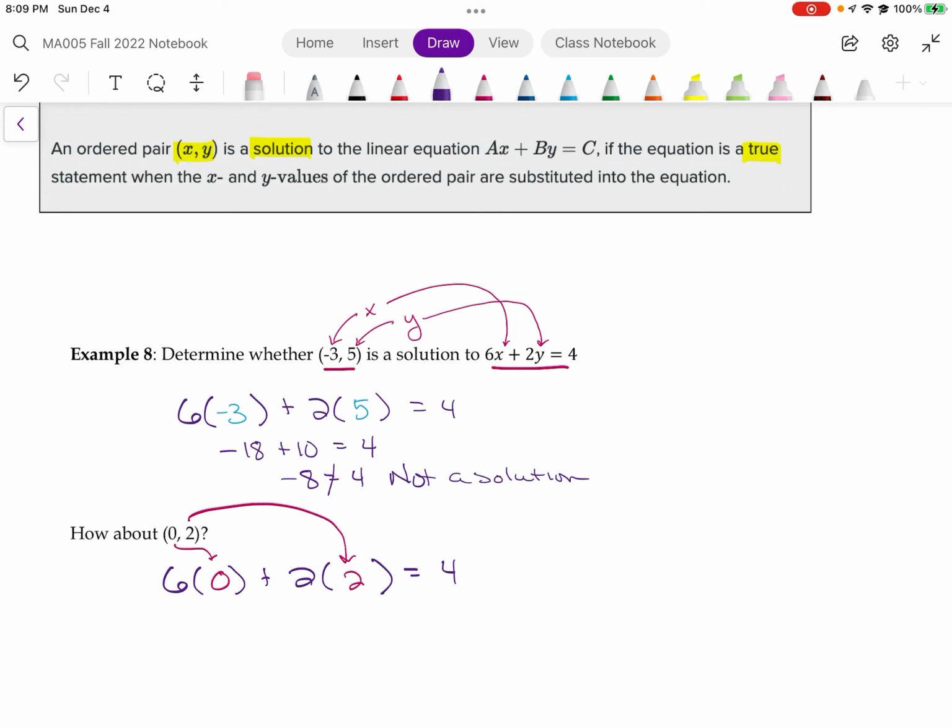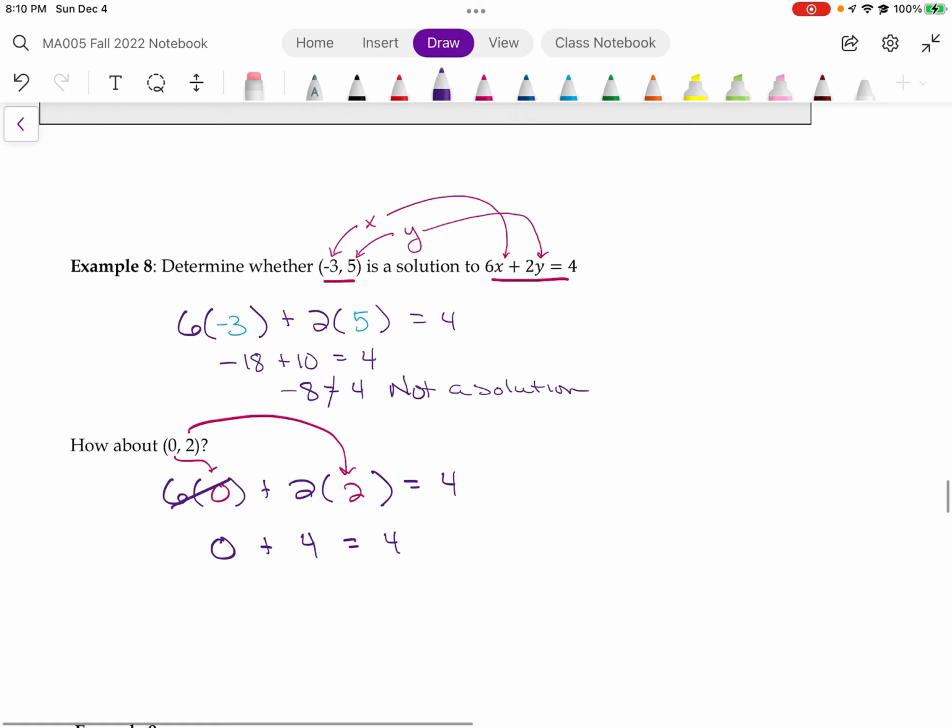So it's nice to get a 0 because it's just going to go away, right? You don't really even have to write 0 plus. It goes away when you say 6 times 0. If you need to write it, then write it. But if you don't need to, you don't have to do that. So 2 times 2 is 4. So 0 plus 4 equals 4, yes. So 0, 2 is a solution to the equation.